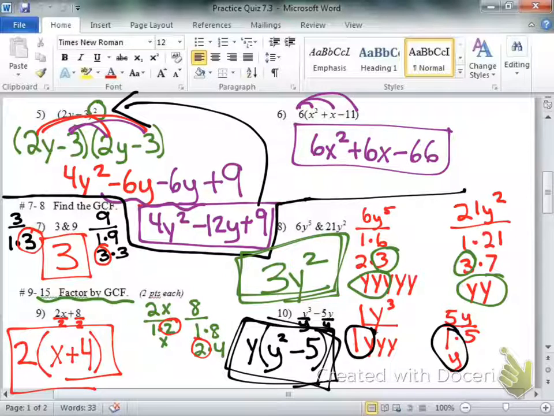How'd I get number 9? Over here I decided what the GCF was by making lists for 2x and 8. The GCF is 2. So I wrote a 2 in the front, and then I divided each term by 2. 2x divided by 2 is 1x, and then I kept the x. 1x and x are the same. And 8 divided by 2 is 4. Other questions?